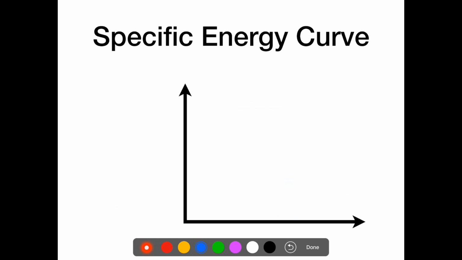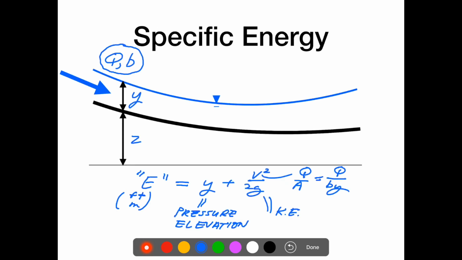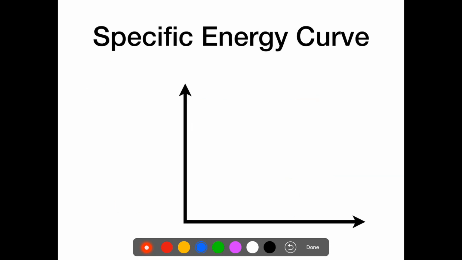The one thing to note is that once you fix the depth of flow, you can calculate this V squared over 2g term. It's given by Q divided by B y. So these two terms are not actually independent of one another. The way this plays out is in something called the specific energy curve.